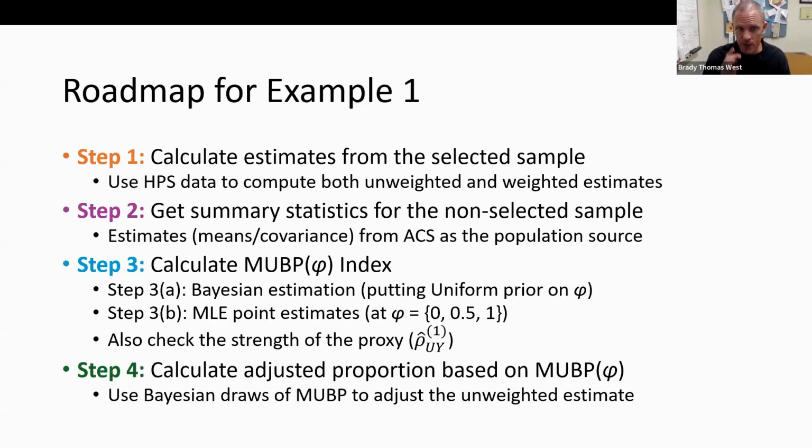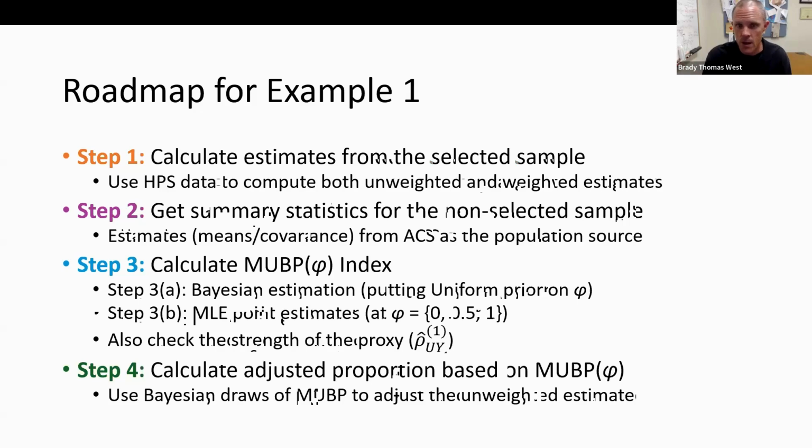So here's our roadmap for the example. And again, with the time that we have, I'll walk through how to do this within R. You can take a look at the R Markdown files at the website that shows the materials for this webinar. We're going to start by calculating estimates based on the selected sample, using the HPS data to get both the unweighted and weighted estimates. That's where most people are stopping in practice, is step one. I have weights, I'll compute a weighted estimate, I'll rate it up.